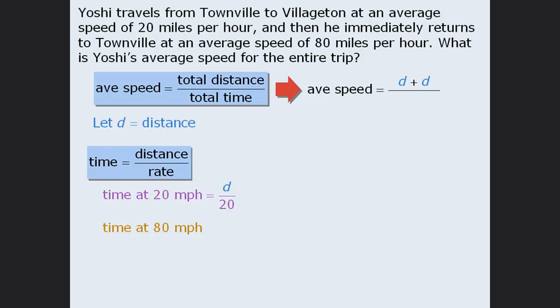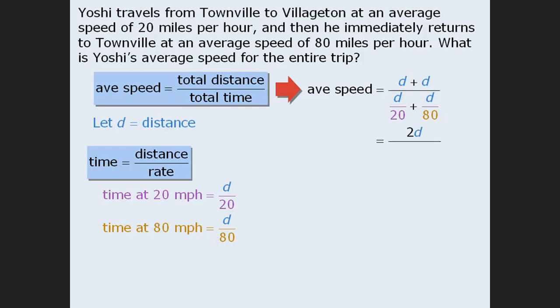Similarly, the time spent driving at 80 miles per hour will equal the distance D divided by the speed of 80 miles per hour. Now that we have calculated the 2 separate travel times, the total travel time will equal D over 20, the time spent driving at 20 miles per hour, plus D over 80, the time spent driving at 80 miles per hour. At this point, we need to simplify.